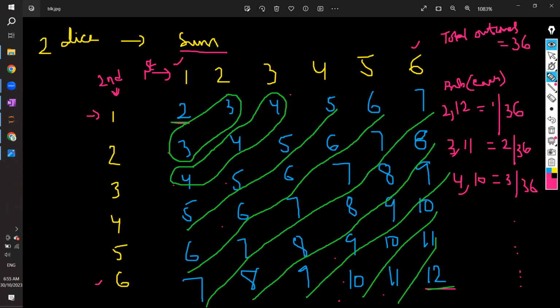So now this complete thing is also called as probability distribution. Getting, guys? You understood? Probability distribution of sum of two dice.